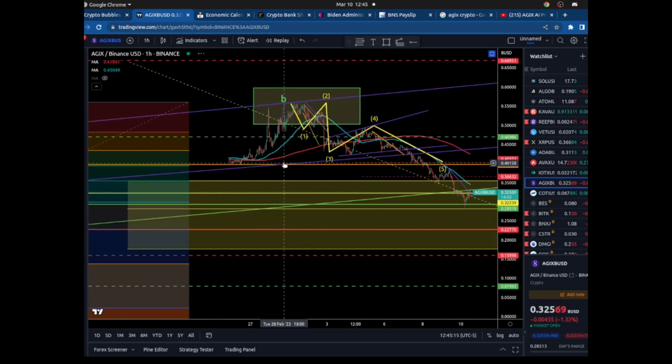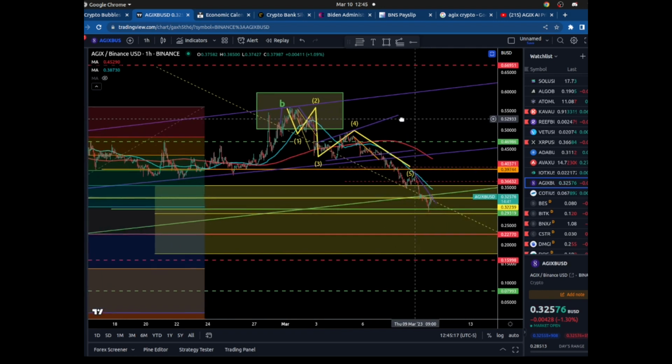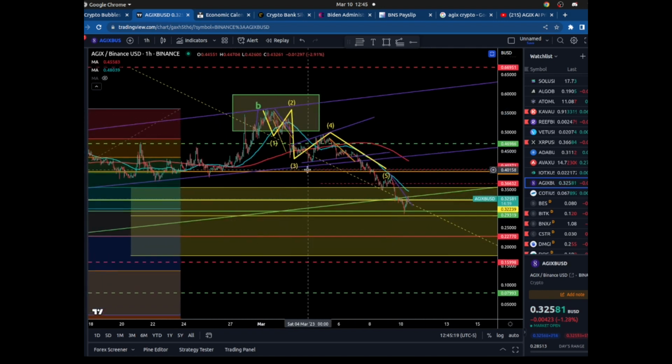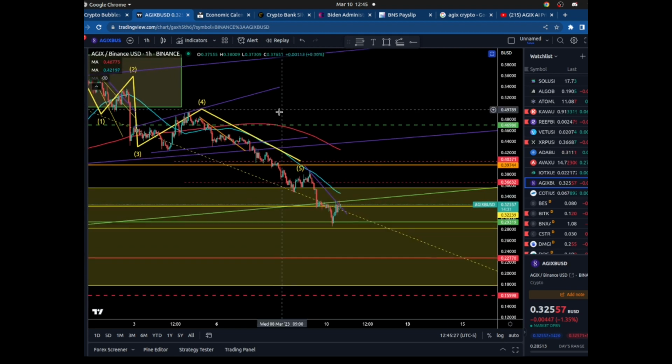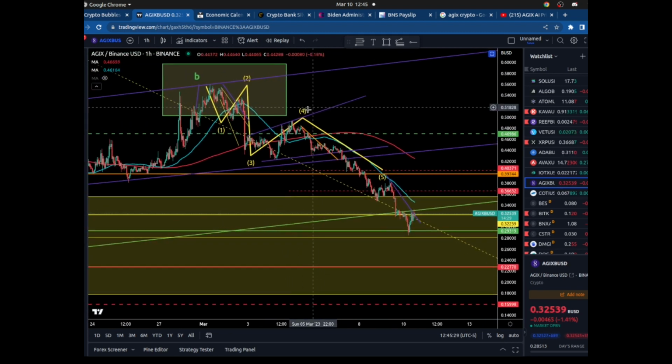Now, okay, so I do have some micro counting here. So the 1, 2, 3, 4, and now we're doing this fifth wave. Let me see more in detail. I'm trying to see if maybe there is another way to count.